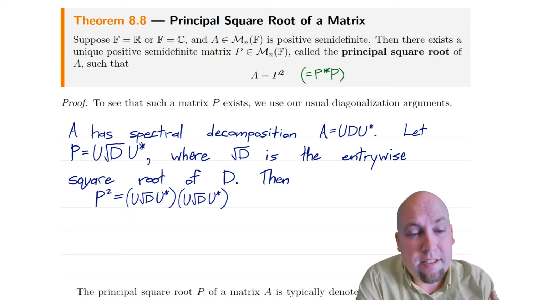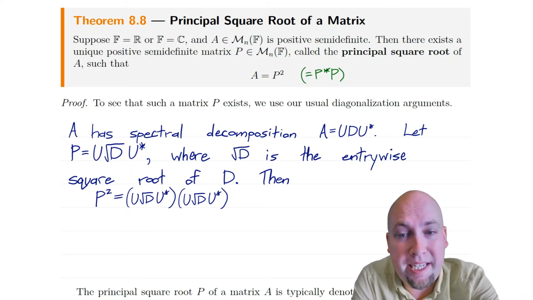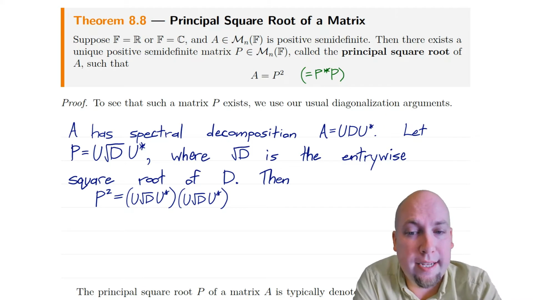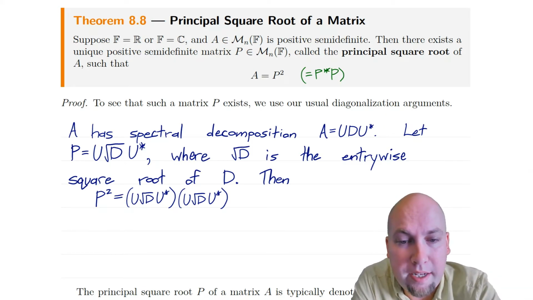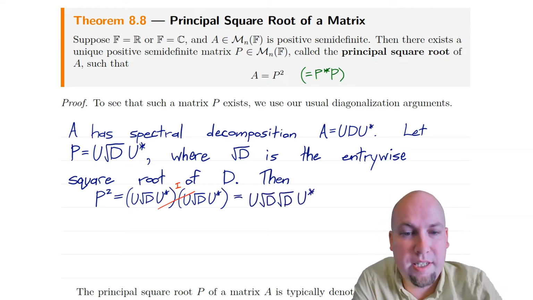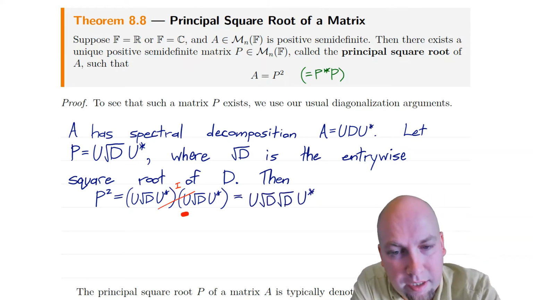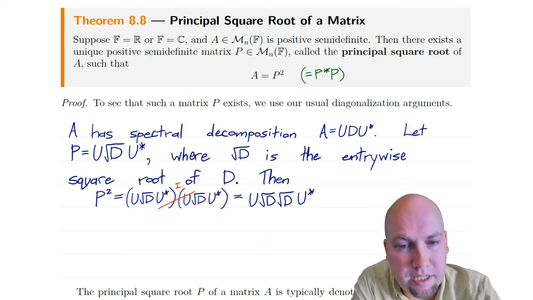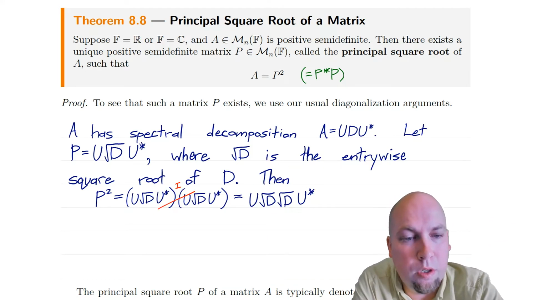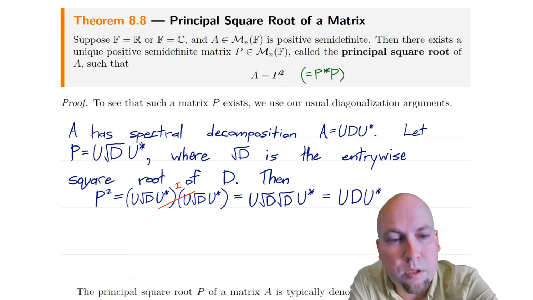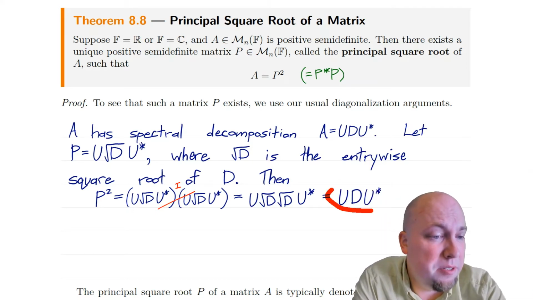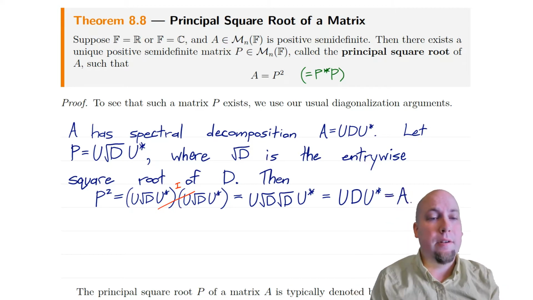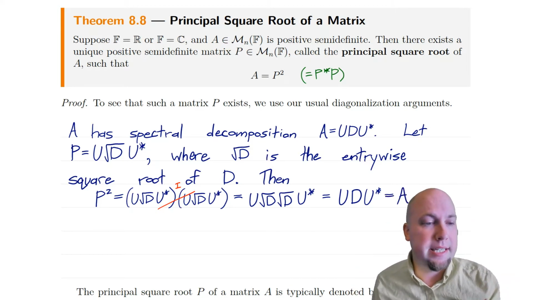Let's check that P actually is a square root of A. In other words, let's check that P squared equals A. The way you do that is you just multiply this decomposition of P times the decomposition of P. Then in the middle, you have a U star U, which just cancels out, becoming an identity matrix. You're left with U root D U star, and the root D just becomes a D. Then you've got U D U star, which is just equal to A, which is what we want. So P squared really does equal A.